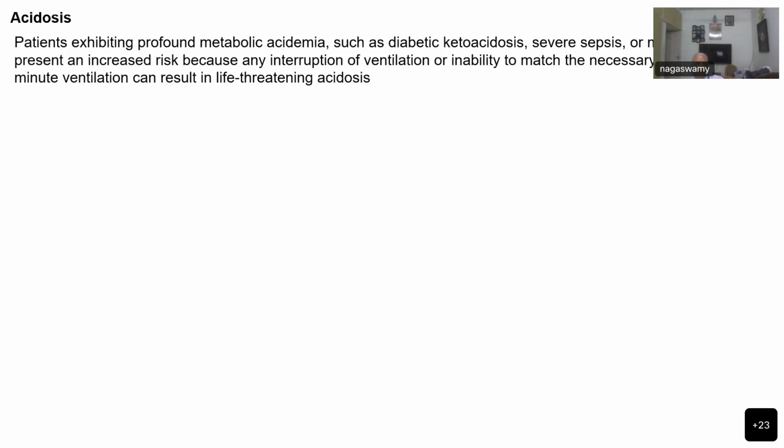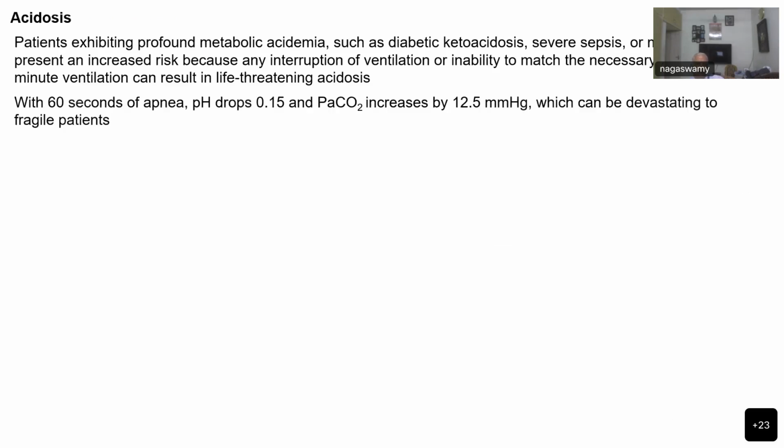The second category is acidosis, where patients exhibiting profound metabolic acidemia, especially diabetic ketoacidosis, sepsis or major trauma, are at increased risk because of the interruption of ventilation and inability to match the necessary compensatory minute ventilation. So 60 seconds of apnea causes a drop of 0.1 in the pH, and the PaCO2 may increase by 12.5 millimeters, which can be devastating to fragile patients.